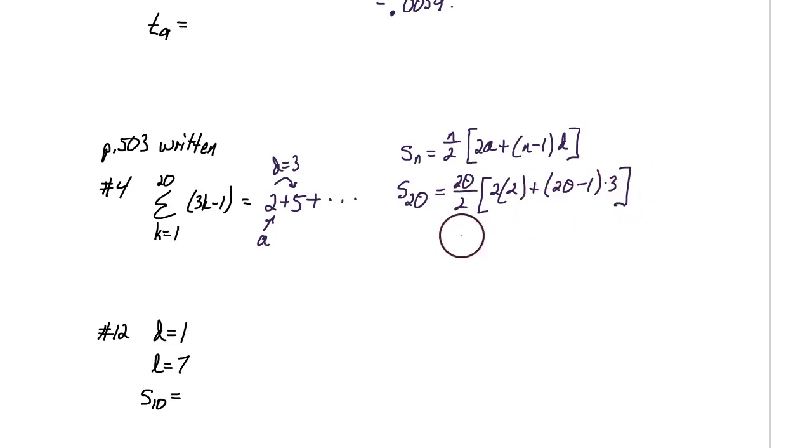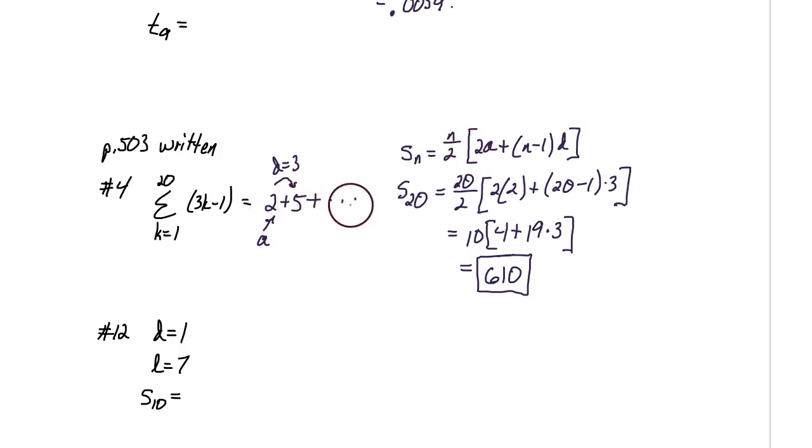Then find this answer. This is 10 times 4 plus 19 times 3. You can type that in a calculator to get the answer. It makes 610. Using this formula to find the sum is going to be a lot faster than expanding it out all 20 terms and then adding those together by hand.